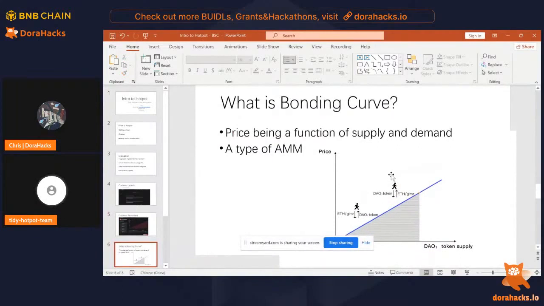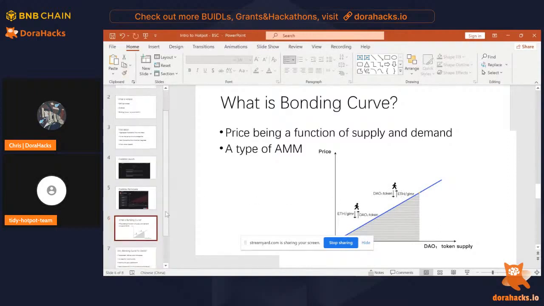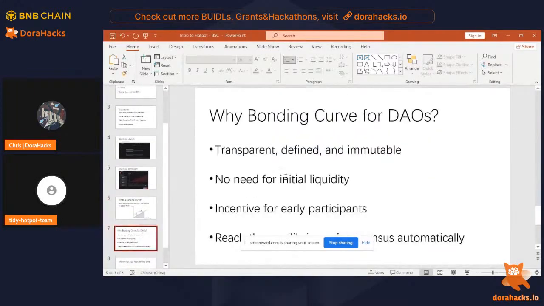I will try to explain a little bit more about bonding curves. That's our shining part, different from other DAO launchpads. You can see, if you are here, you throw in some Ethereum and you get some DAO token back. And if you throw in this DAO token, you get some Ethereum back. So it's basically an AMM. It's also transparent, definitive, and immutable.